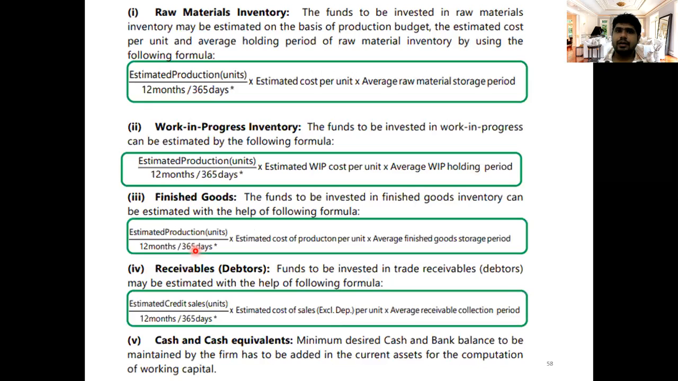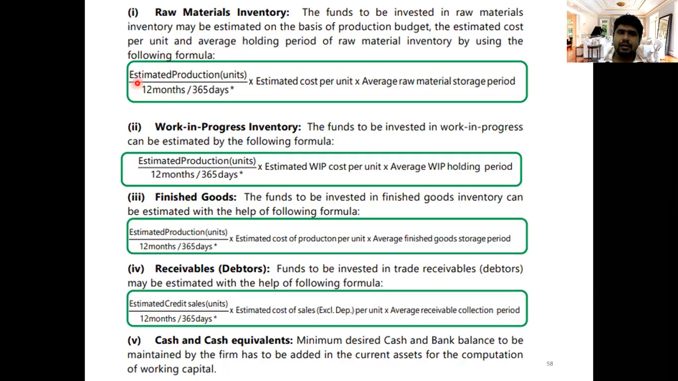Here there are some formulas. How to calculate raw material. The funds to be invested in raw materials inventory may be estimated on the basis of the production budget. You are very clear on how to prepare the master budget, production budget, inventory budget, labor budget, overhead budget, sales budget, a lot, right? The estimated cost per unit and average holding period of raw material inventory by using the following formula.